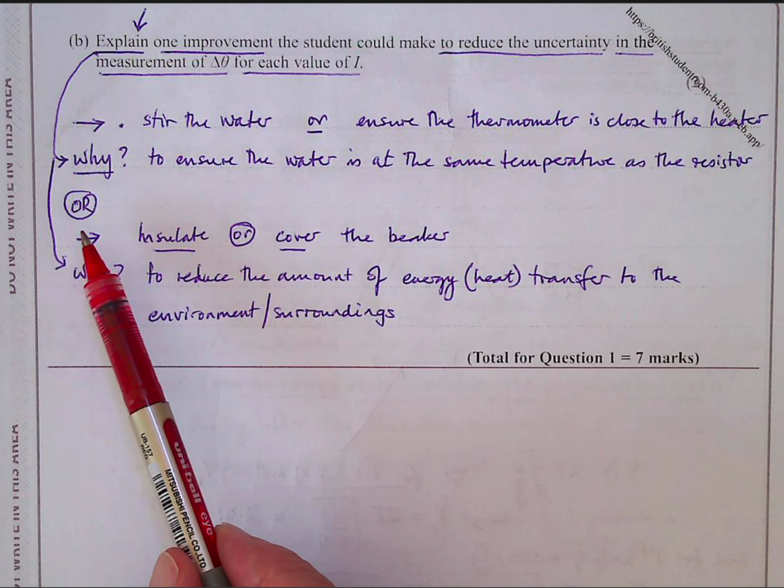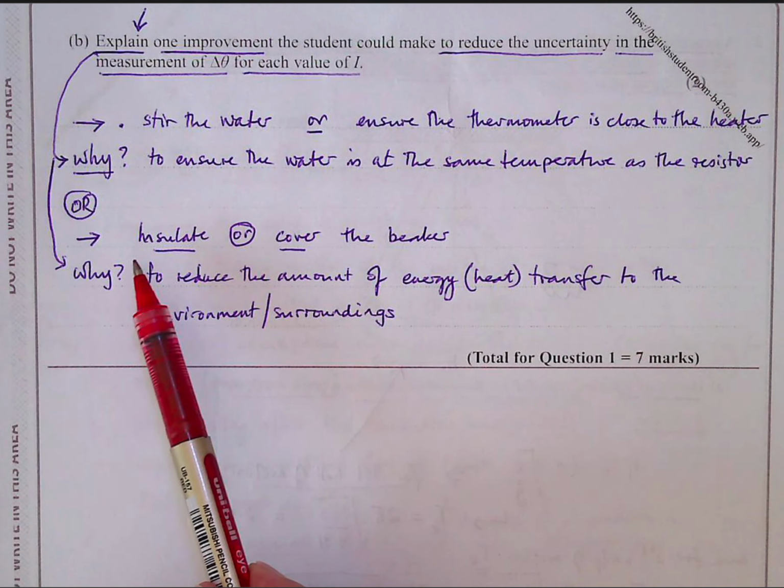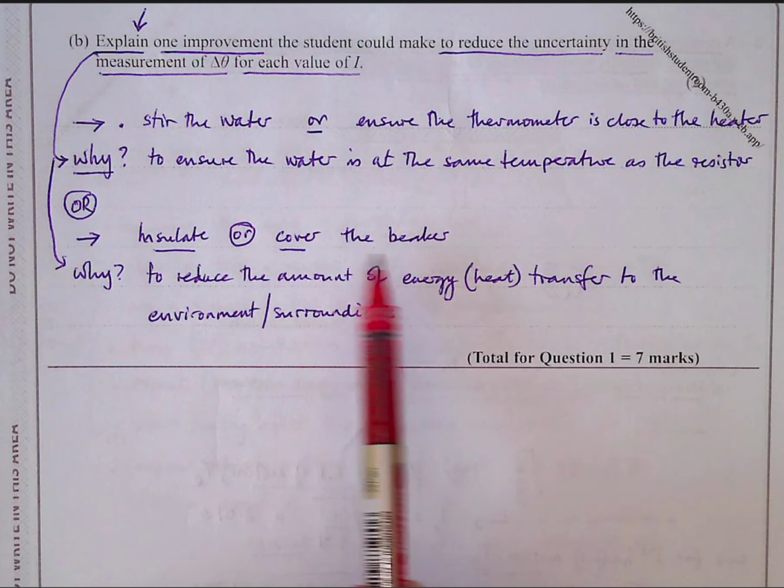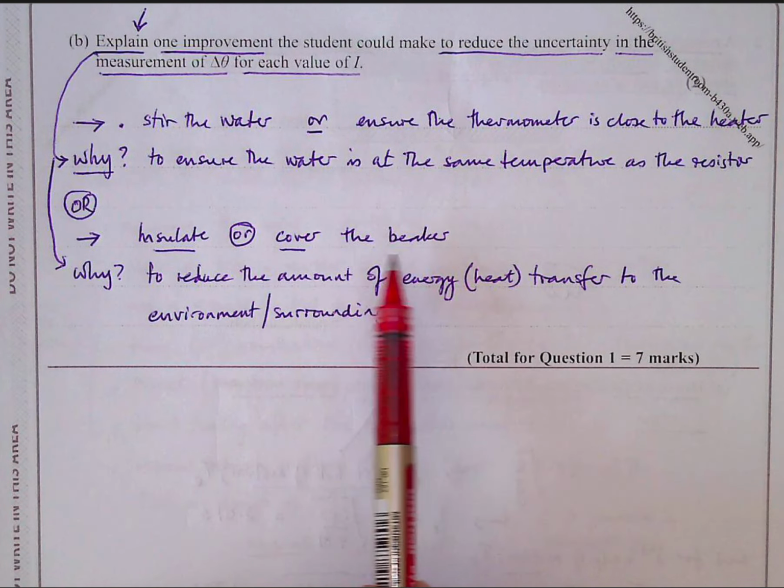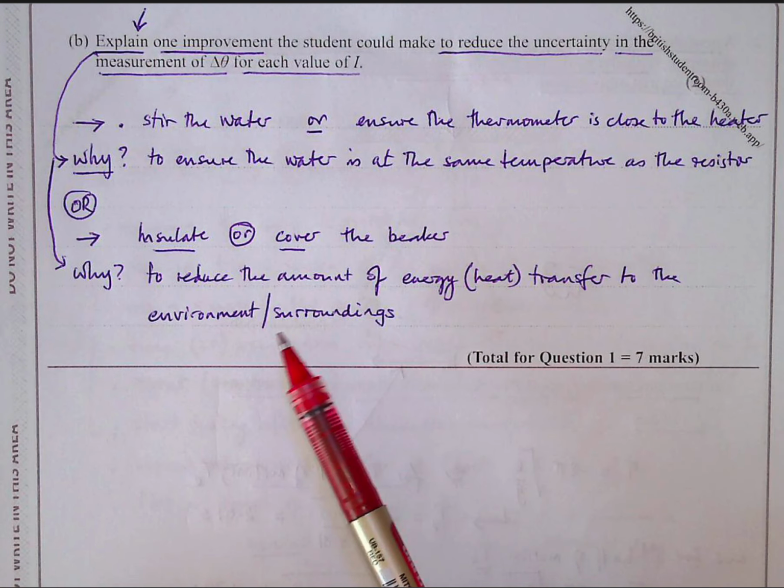And then the second thing that you could do is to insulate or cover the beaker. So both of these are a way of reducing heat loss. Why do you do that? Again, the explain is the why. Why do you do that? To reduce the amount of energy or heat transfer to the surroundings or the environment.